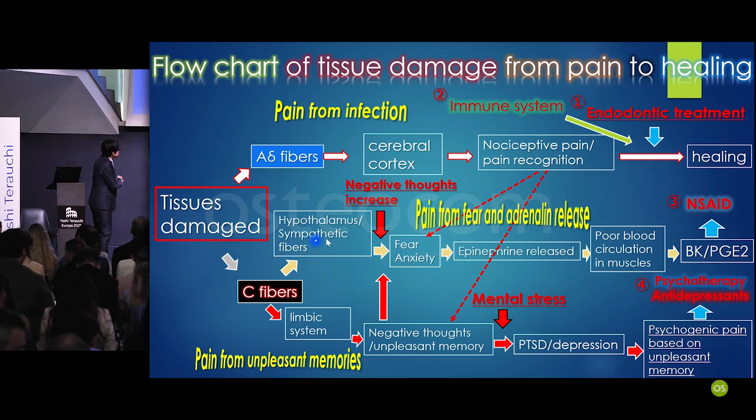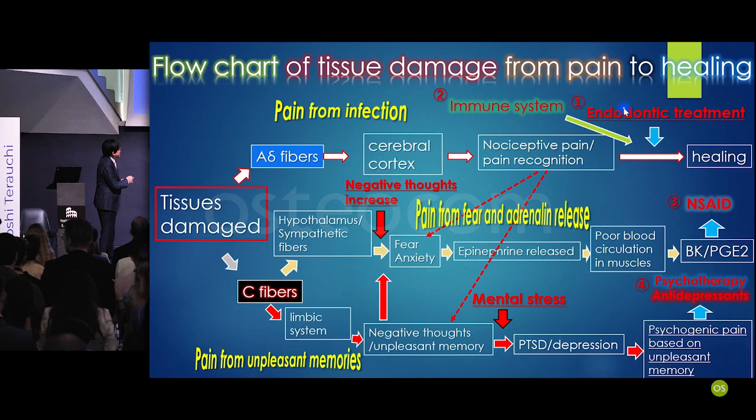If the pain goes to C fibers, the hypothalamus, then you will start having more epinephrine. If you have lots of epinephrine, you have blood vessel shrinking, and your blood circulation will be slowed down. Then you have necrosis of muscles. In that case, you have lots of bradykinin. Then you need to prescribe NSAID together with acetaminophen. Then the pain may be gone.